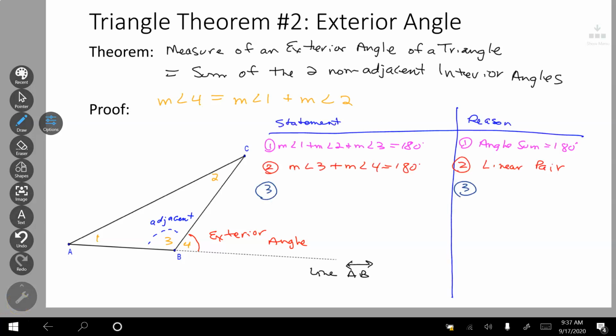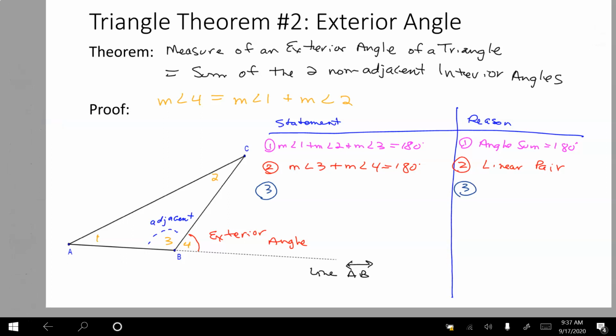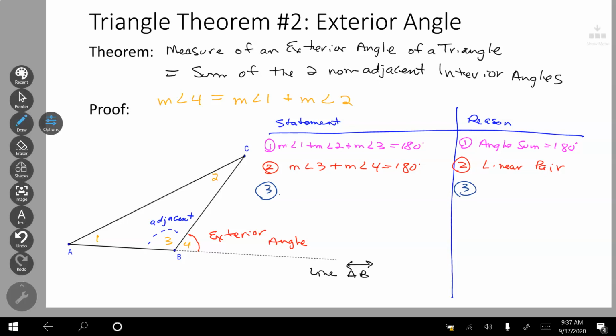Right now I wrote out a couple of statements and reasons, and the idea is that the one in pink is angle 1, 2, and 3 are the triangle. They add up to 180. The one in red, angle 3 and 4 are linear pair. They add up to 180. Therefore, they both equal 180. So measure of angle 1 plus the measure of angle 2 plus the measure of angle 3 equals the measure of angle 3 plus the measure of angle 4. And that's just a substitution trick.